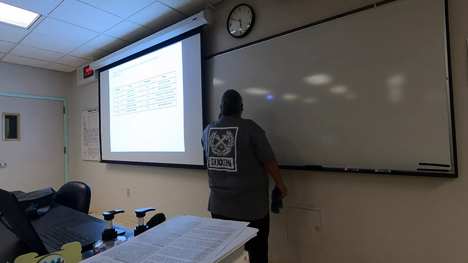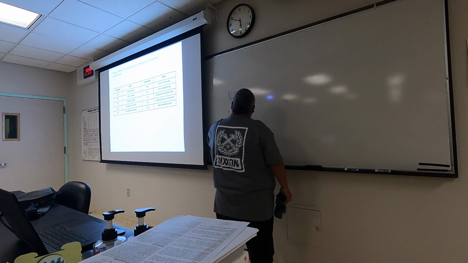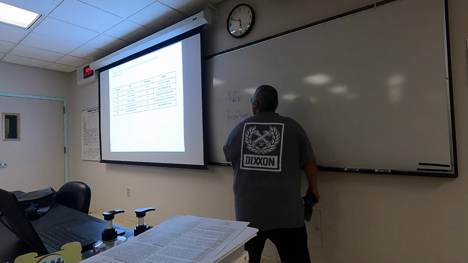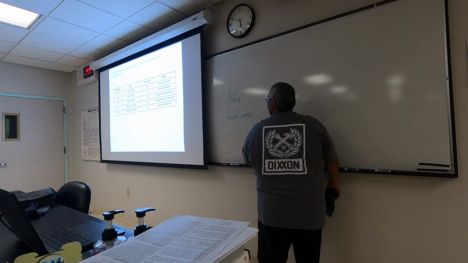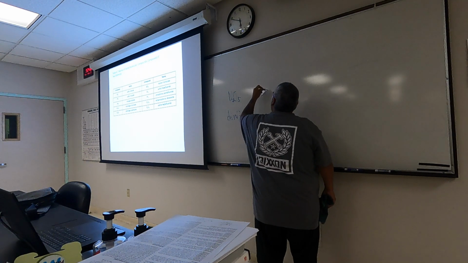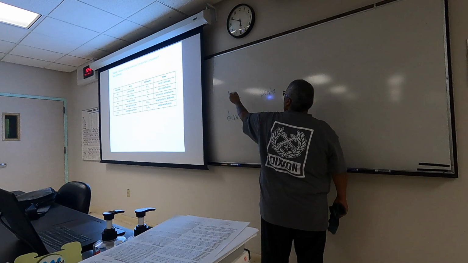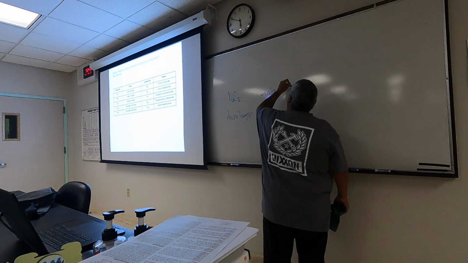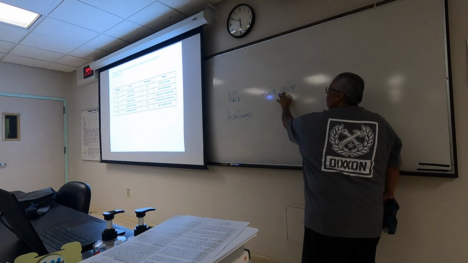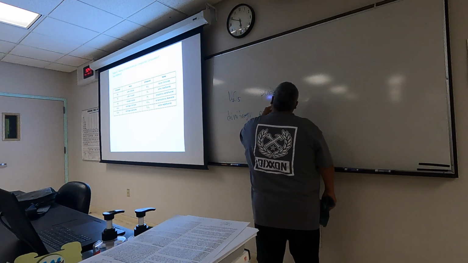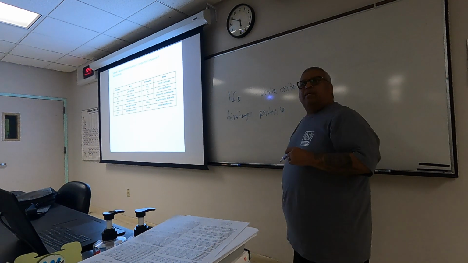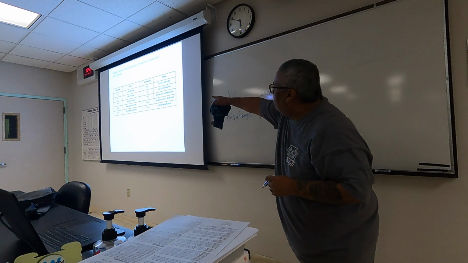N2O5. This is dinitrogen. We use all the prefixes except for mono when it comes to the first one. And then we have to put penta and oxide together. When we have an A and an O, we drop the A, and this becomes pentoxide. So let's take a look at what they did here.